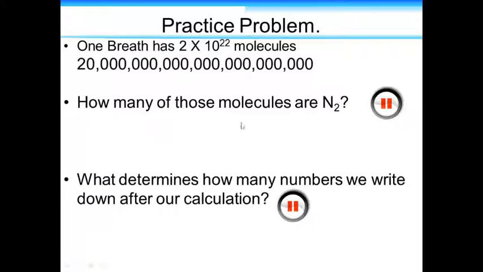So think for a minute, see if you can calculate how many of those molecules are nitrogen gas. Let's assume you're breathing really clean air. Based on what we learned previously in Chapter 1, how many of those molecules are nitrogen gas? Once you've determined that, think about for a moment what determines how many numbers we write down after doing a calculation. Do we write down every single number our calculator spits out? Ponder these two questions for a moment.